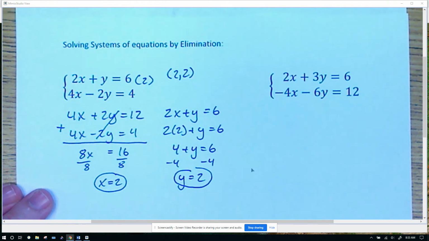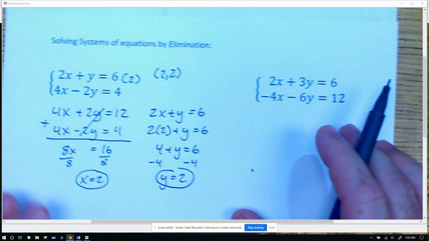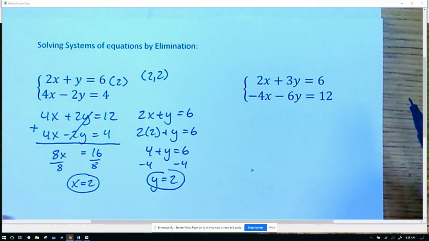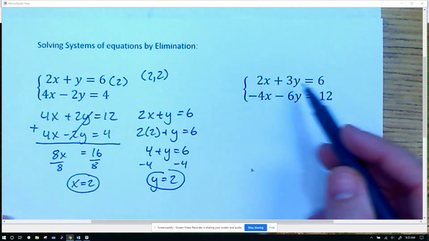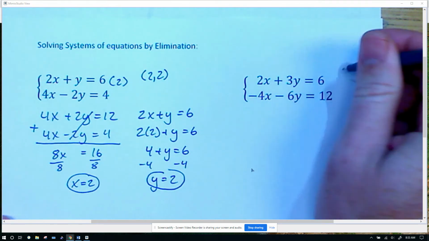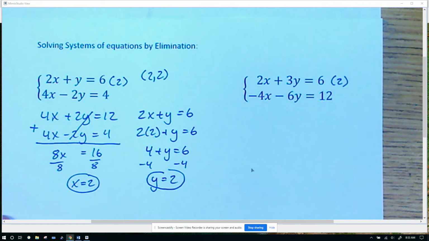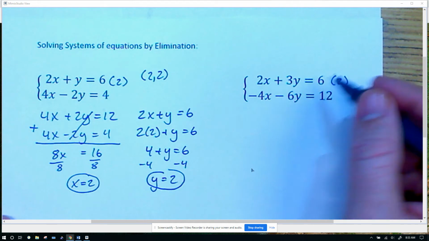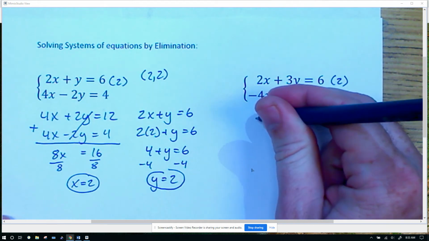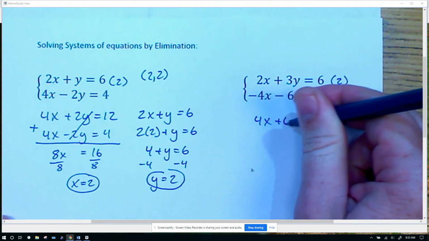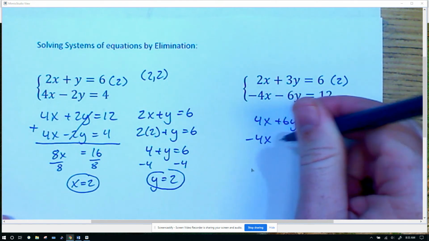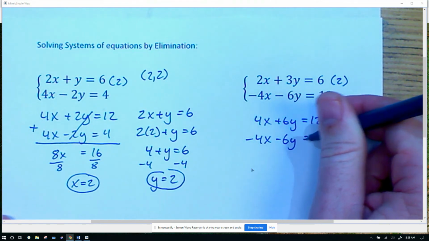Let's try another one. Let's try this one over here. We'll do the same idea. We're going to try and cancel one of our variables. On this one, I'm going to try and cancel out the x's. So again, I'm going to take my top equation and multiply it by 2. Doing that, we'll see what happens. 2 times all of the top is going to give me 4x plus 6y equals 12. The bottom equation is 4x minus 6y equals 12.